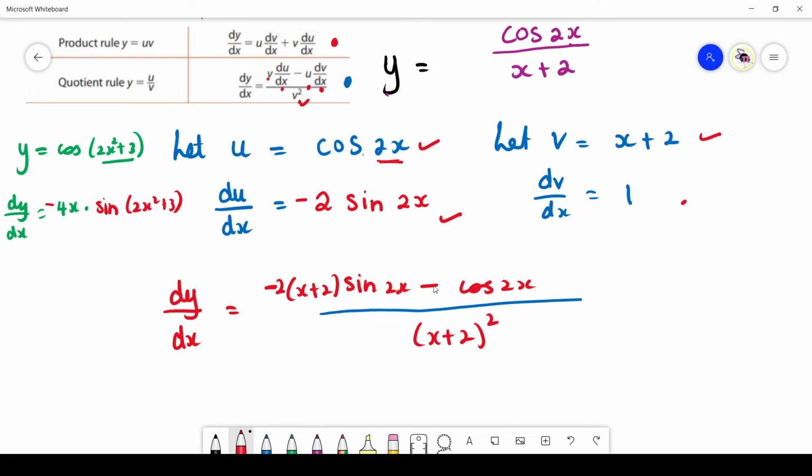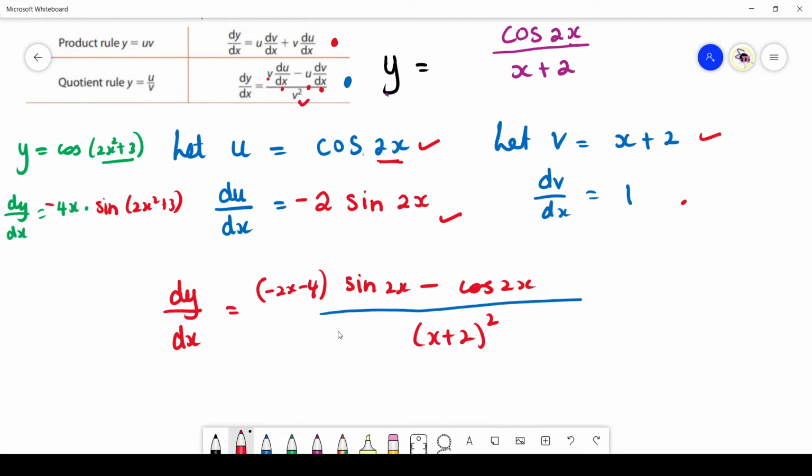Some people may want to expand these brackets to get minus 2x minus 4, and you can do that as well. Or you can leave it as before. Alright guys, so that's the final answer. There are many things you can do with these questions. You can use the double angle formula to get identities for sine 2x and cos 2x, and you can simplify that numerator even further. But for this video, we are really focused on the application of the product rule and the quotient rule in questions, as well as being able to identify when to use these rules.